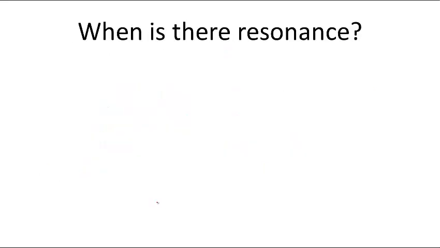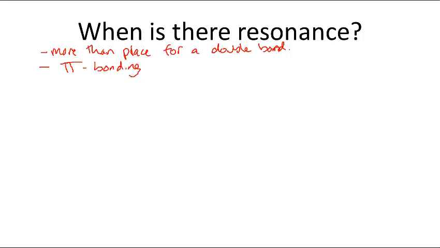Okay. So, as I said, when is there resonance? When there is more than one place for a double bond. And later on, I think it's either next chapter or the chapter afterwards, it has to have pi bonding. So we're going to talk about sigma and pi bonding, but when we have resonance, we have what's called delocalized pi bonding. So we'll come back to that in the future. Just giving you a little sneak preview.